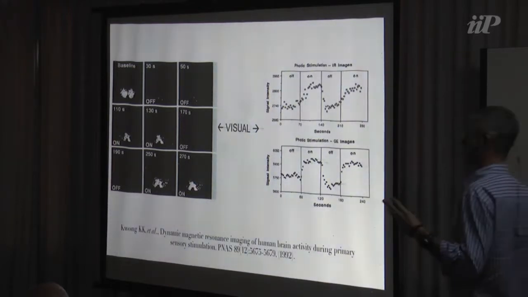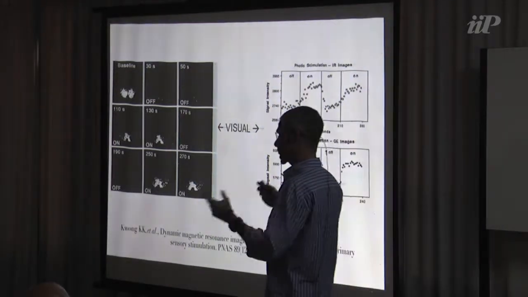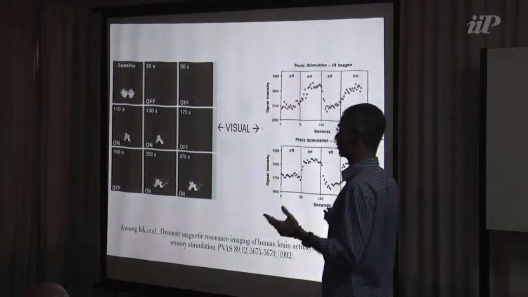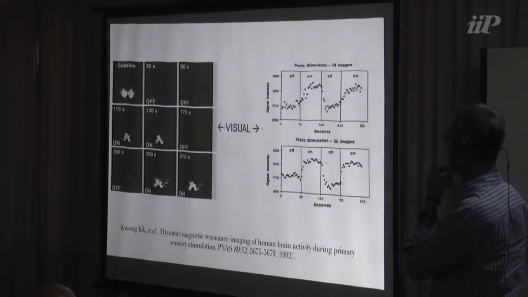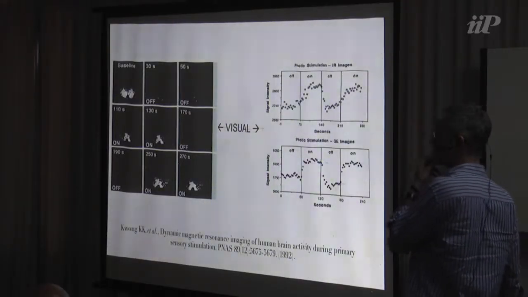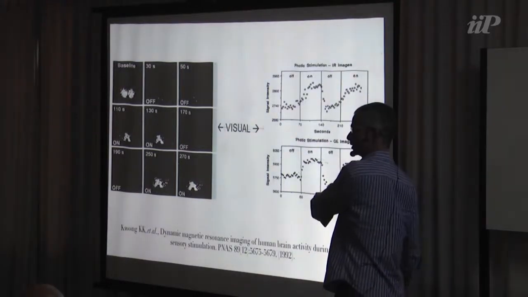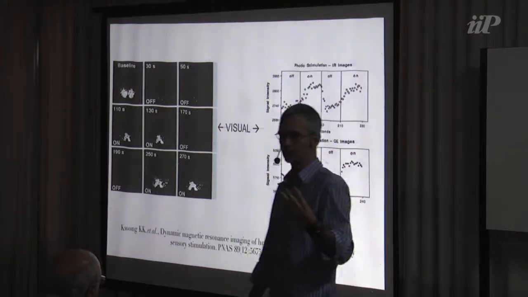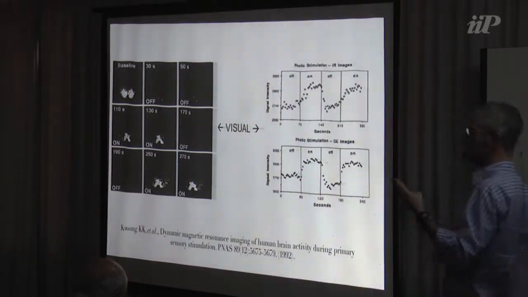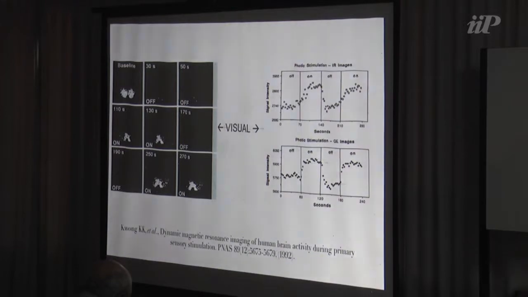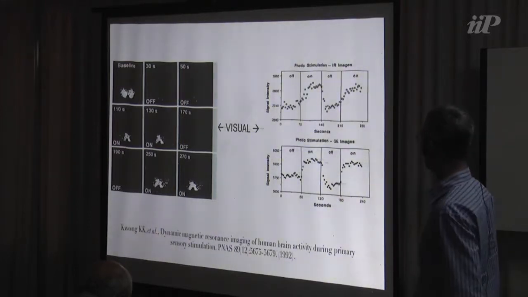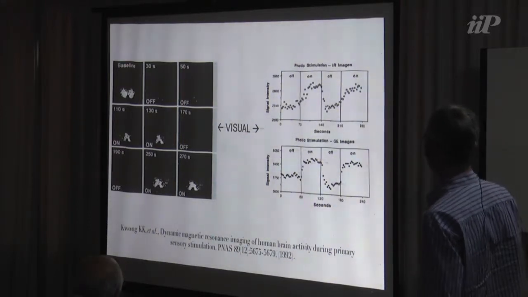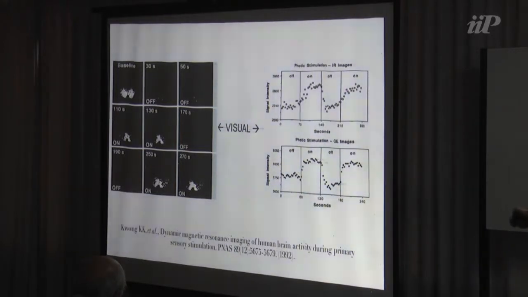There are 3 papers that were published in the same year by 3 different groups that showed the same thing. Basically, they had a high field MRI. The 3 examples I'm going to show are 2 3 Tesla MRIs and 1 4 Tesla MRI. In 1992, this was the highest field you had in human MRI.